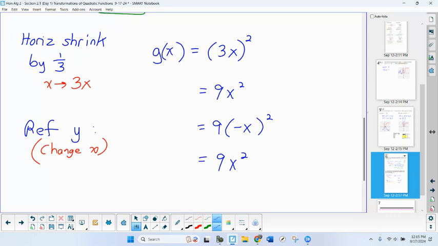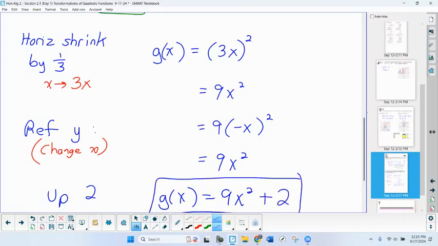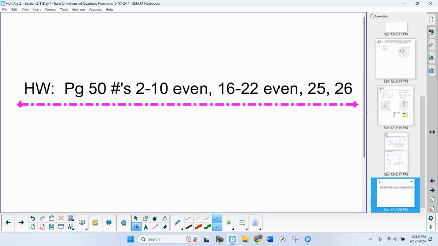Okay. Now what are we doing? Lastly, we're going up 2. What do you guys get when you go up 2? 9x squared what? Questions there? Okay, you have the rest of class time to get started on this homework. 2 through 10 even, 16 to 22 even, 25 and 26. Yes, you have to graph.